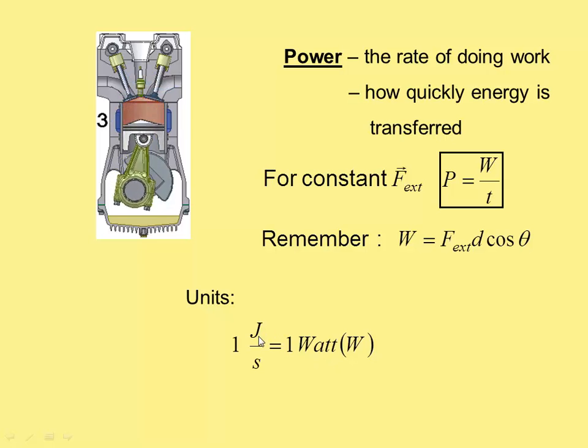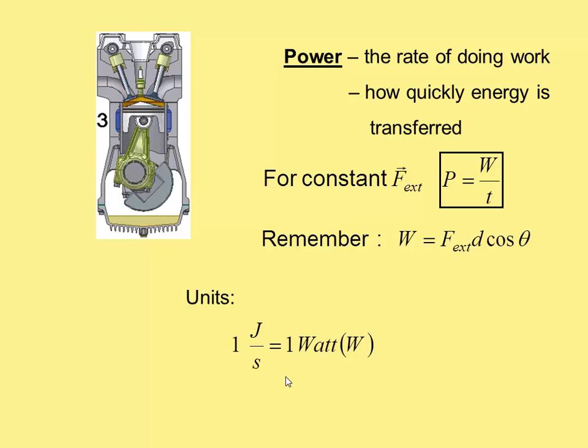Now, watts are how many joules every second. And remember that a joule is a Newton meter. And a Newton is a kilogram meter per second squared, F equals ma. So a joule per second is a kilogram meter squared per second cubed in base units. Much easier to say watts.